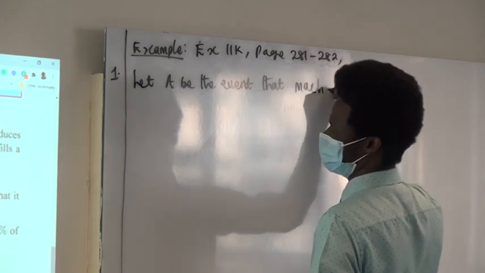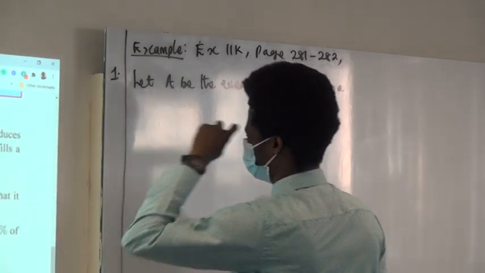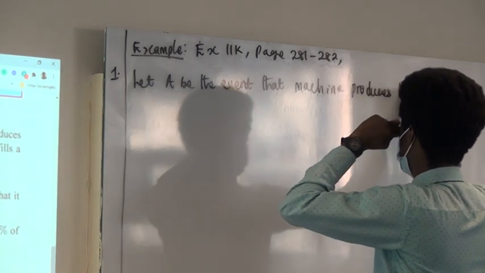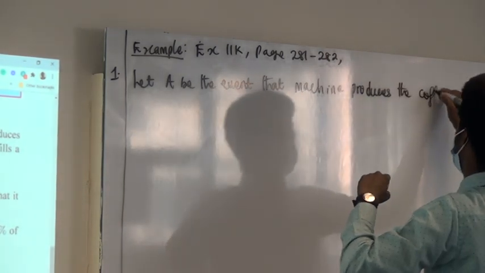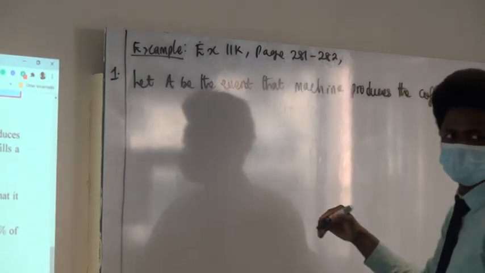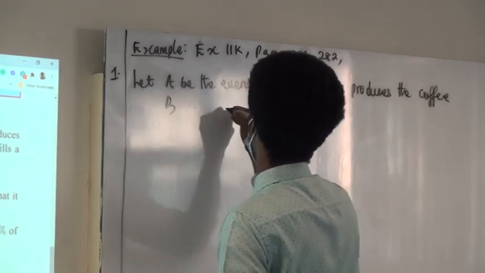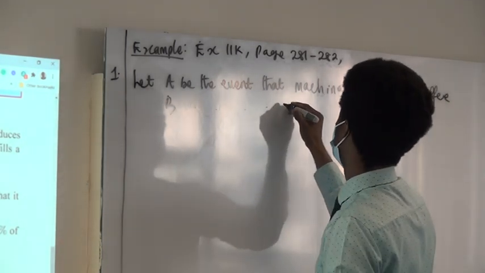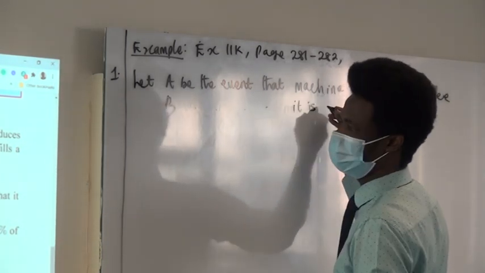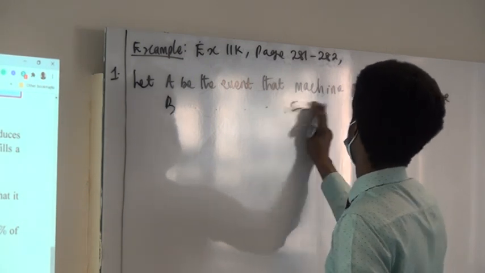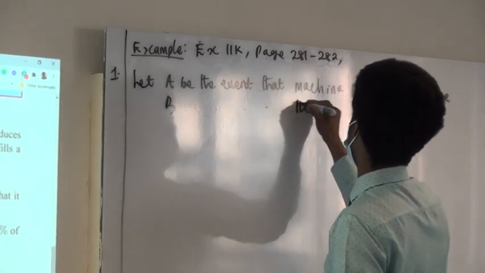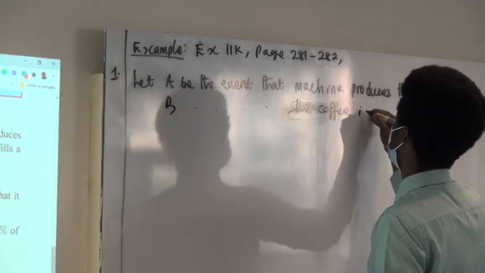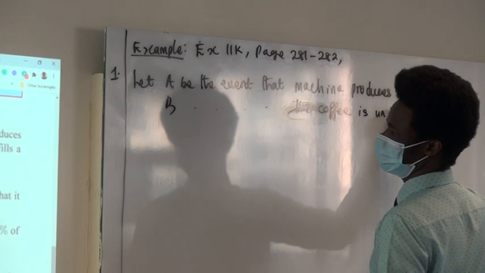That machine A produces the coffee. Because also here, machine A produces the coffee. I was going to say A and B, then I thought, okay, that would be like three events. Let B be the event that the coffee is underfilled.